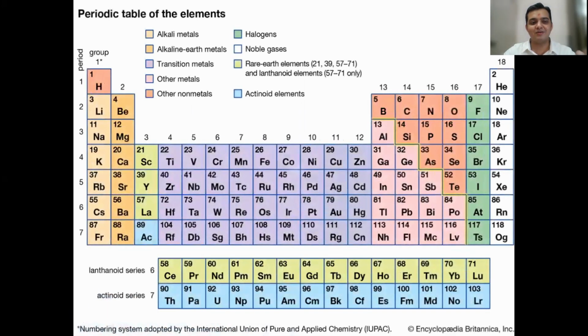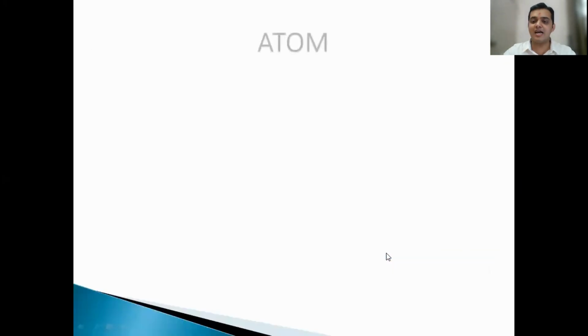We all know the periodic table. S block is group 1 and 2, P block is group 13 to 18, D block is group 3 to 12, and F block is below the periodic table, the lanthanides and actinides. Why are they termed S, P, D and F? The reason for that is inside the atom.